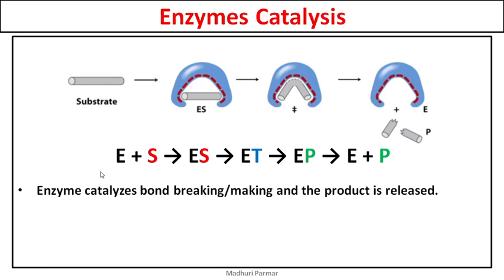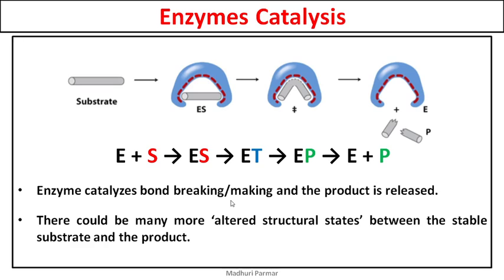The enzyme catalyzes bond breaking or making, and the product is released. In this case, the bond was broken in this substrate. There could be many more such altered structural states. There could be many such transition states before finally the products are formed.